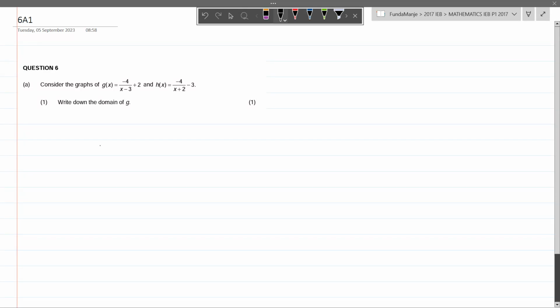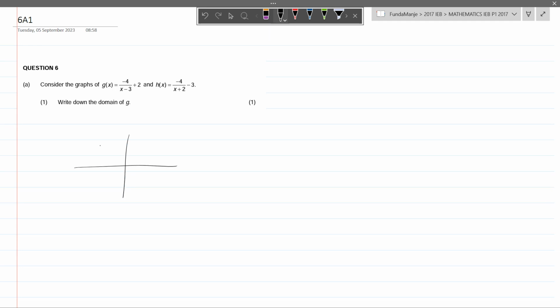So question 6a says consider the graphs of G, which is a hyperbola, and H, which is another hyperbola. The first question says write down the domain of G. So the domain of G are all the x values that the graph can have.